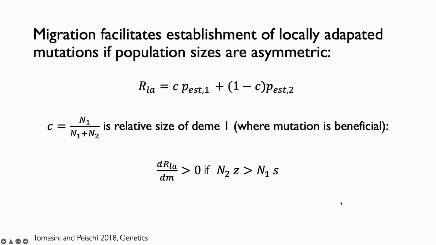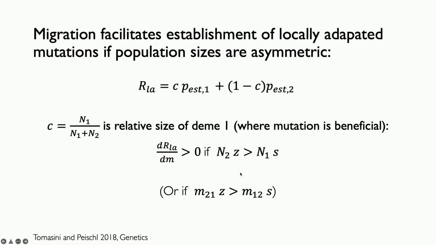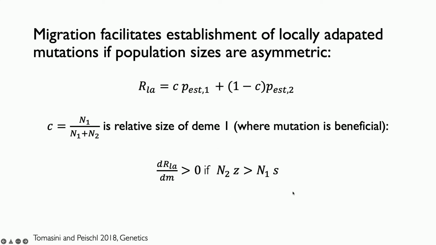An interesting thing that we can see is that gene flow increases this rate of local adaptation, at least for small migration rates, if N2, the population size in the deme where the mutation is not adapted, times the selection coefficient of the mutation in deme 1 is larger than the same for deme 1, the population size in the deme the mutation is adapted to, times the negative effect of being there.